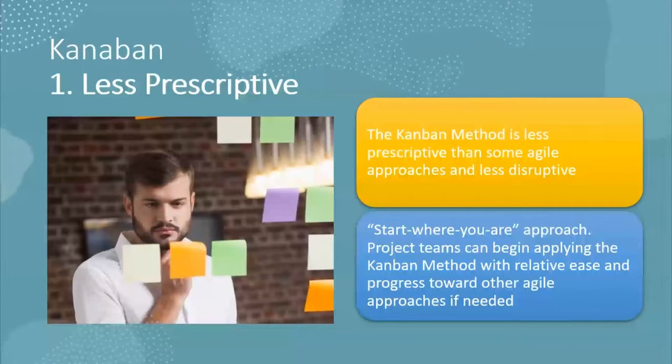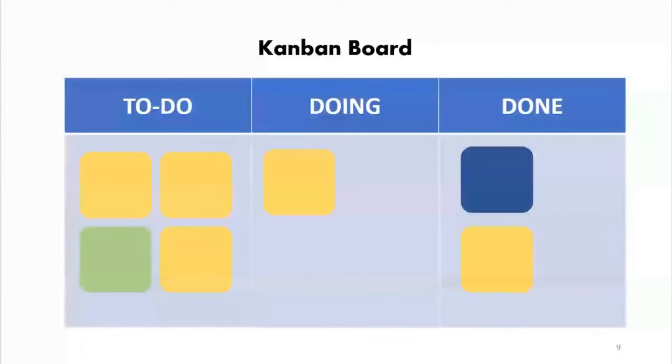Project teams can begin applying the Kanban method with relative ease and progress towards other Agile approaches if needed. It's incredibly flexible. If you wanted to start Kanban, you could start right away. How is Kanban practiced? Kanban is centered around the Kanban board, which we will be learning about. Here's a simple version of a Kanban board. It has items that we plan to do, items that we are currently doing, and items that are done.